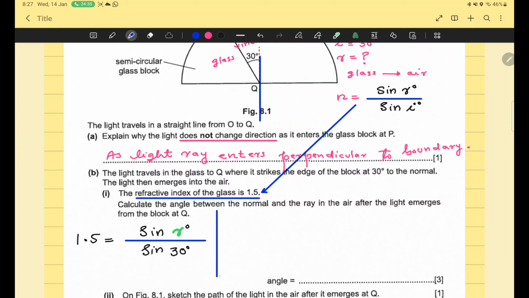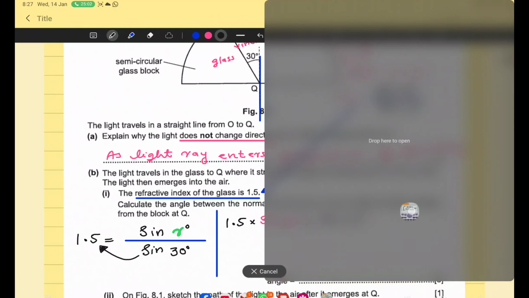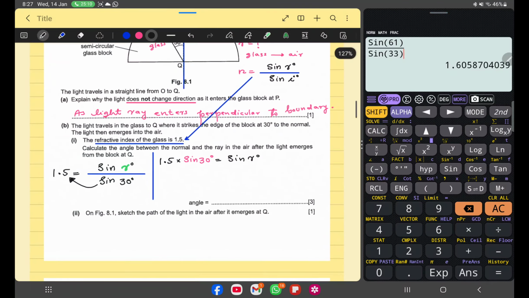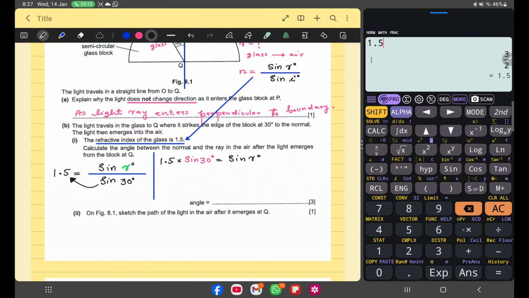Sir, how do we calculate? I am showing you the calculation. So 1.5 with sine 30 is equal to sine R. Now I am using a calculator to calculate angle R. In the calculator, I am writing 1.5 into sine 30. Then the result is 0.75.